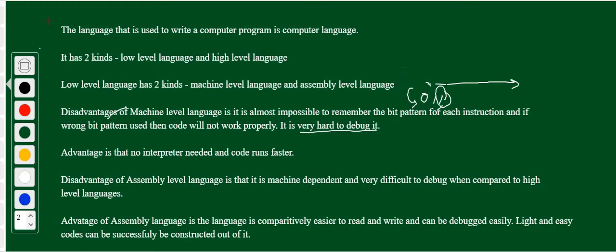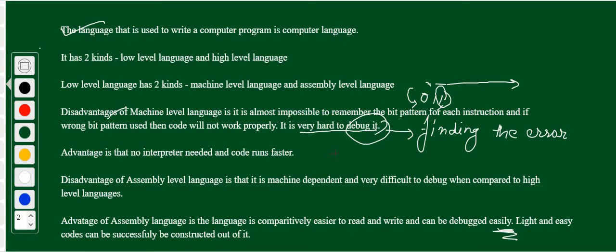Now suppose I fill this page from here to here with zeros and ones, and I ask you to debug it. What is debugging? Debugging is basically finding the error. Will you be able to find which bit you have written wrong? No. What is the advantage? Actually, the code runs faster because now you don't need an interpreter. You are conversing with the computer directly. There is no one in between. You don't need a translator.